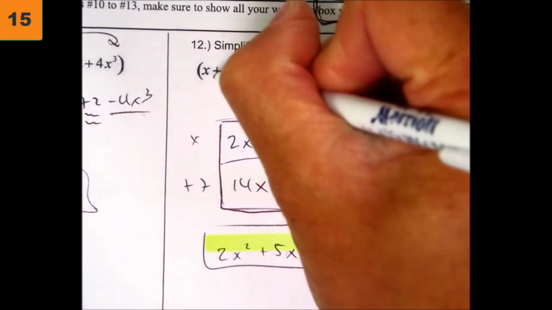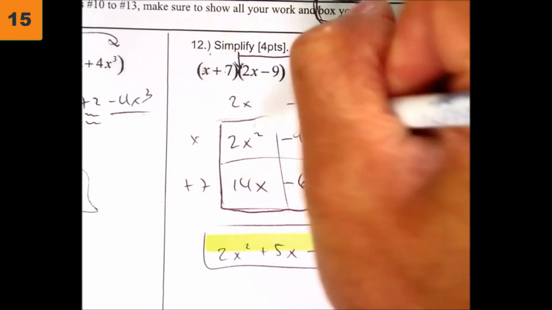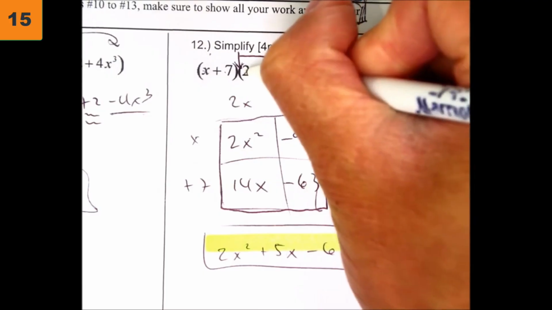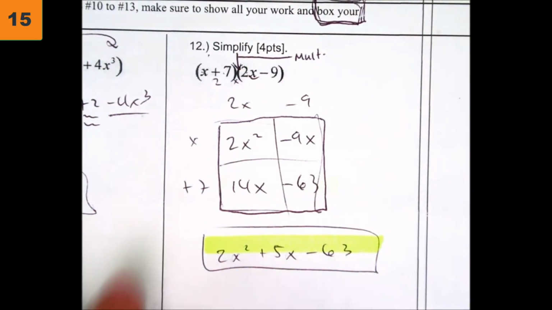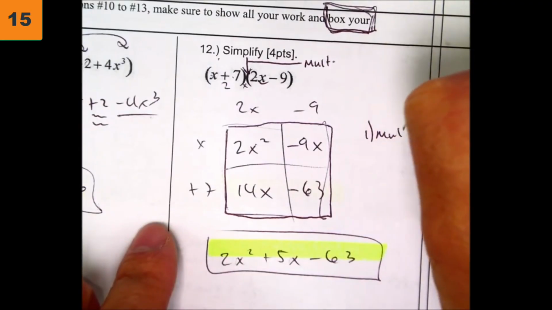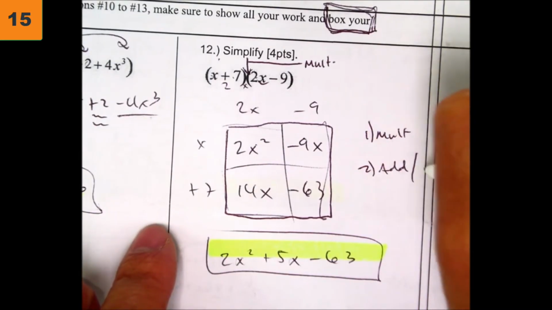This is a binomial, so there's two terms, 1, 2. And this is also binomial, 1, 2. So 2 times 2 is 4. You're going to have a total of 4 boxes. Multiply first, then add or combine like terms.